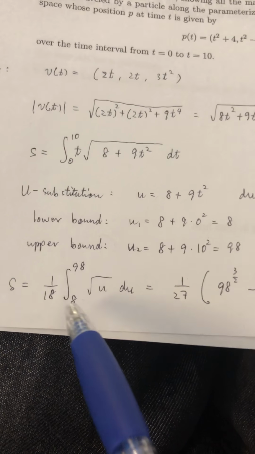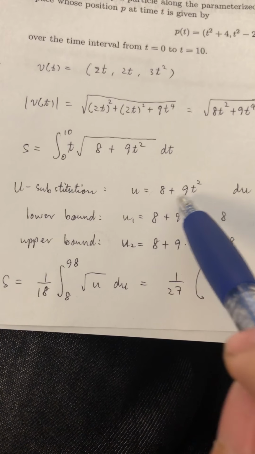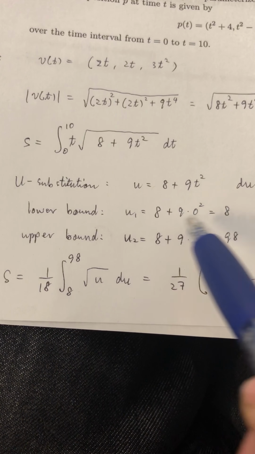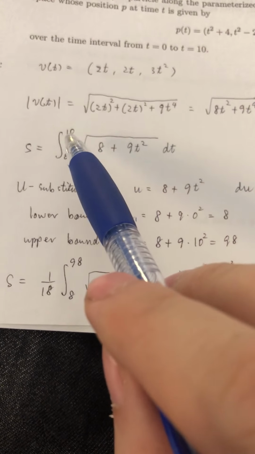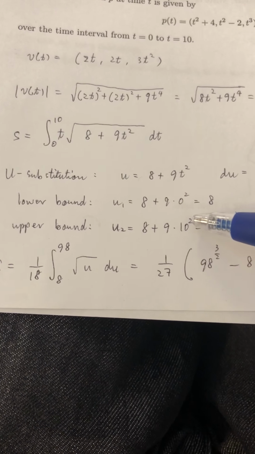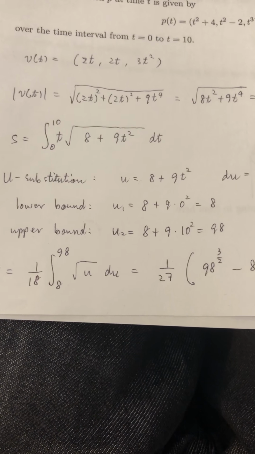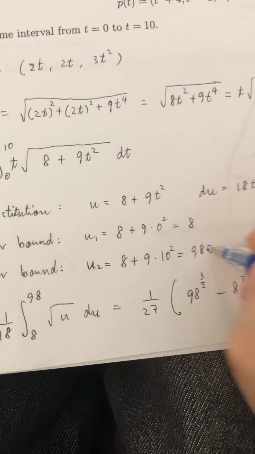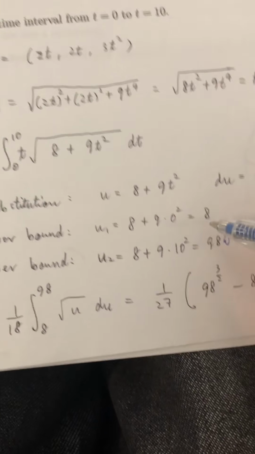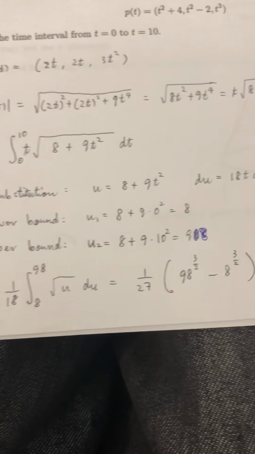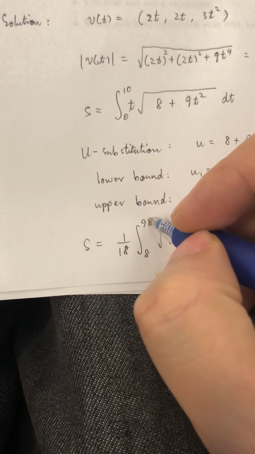Where does this 8 come from? Because we know u is equal to 8 plus 9t squared. So when t is equal to 0, u will be equal to 8. Similarly, when t is equal to 10, u should be equal to 8 plus 9 times 10 squared. Oh, I made a mistake here. It's equal to 908. So the upper bound should be 908.